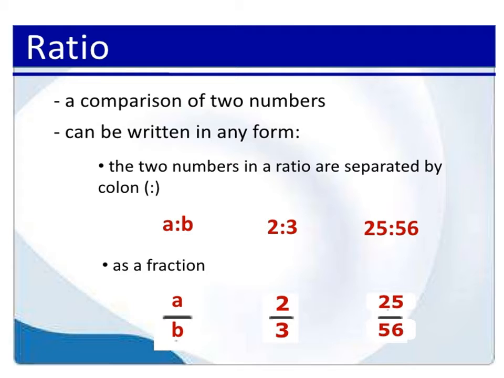When we write a ratio in the form of a fraction, the ratio sign is converted into "upon". It means A upon B, 2 by 3, and 25 upon 56.